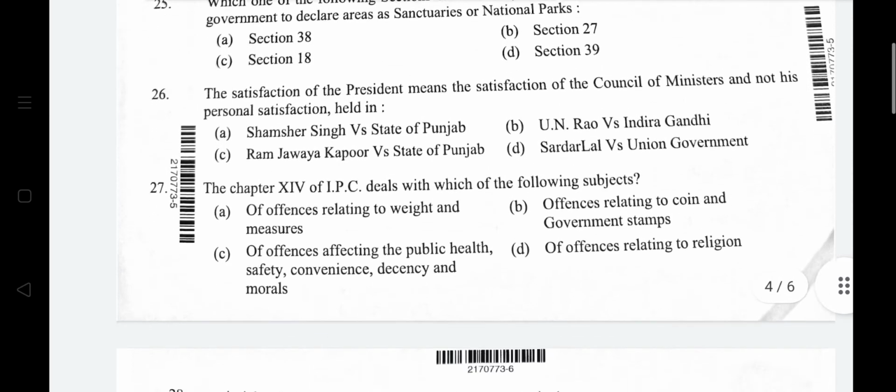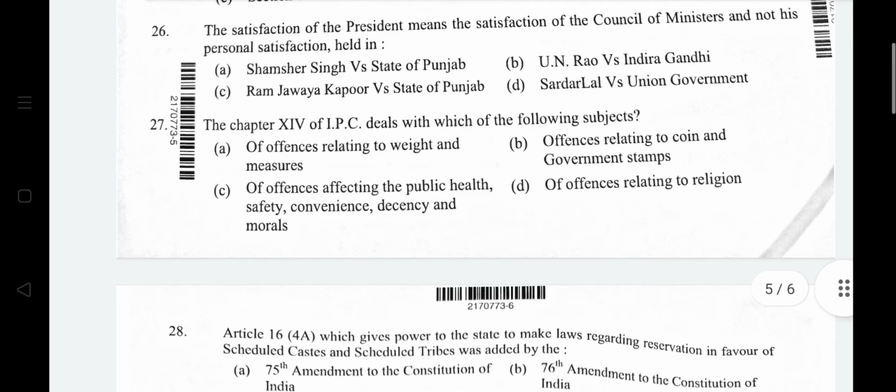Question number 26. The satisfaction of the president means satisfaction of council of ministers and not his personal satisfaction. This was held in which case? Option A Shamsher Singh versus State of Punjab, B UN Rao versus Indira Gandhi, C Ram Jawaya Kapoor versus State of Punjab, D Sardar Lal versus Union Government. Answer is A Shamsher Singh versus State of Punjab.